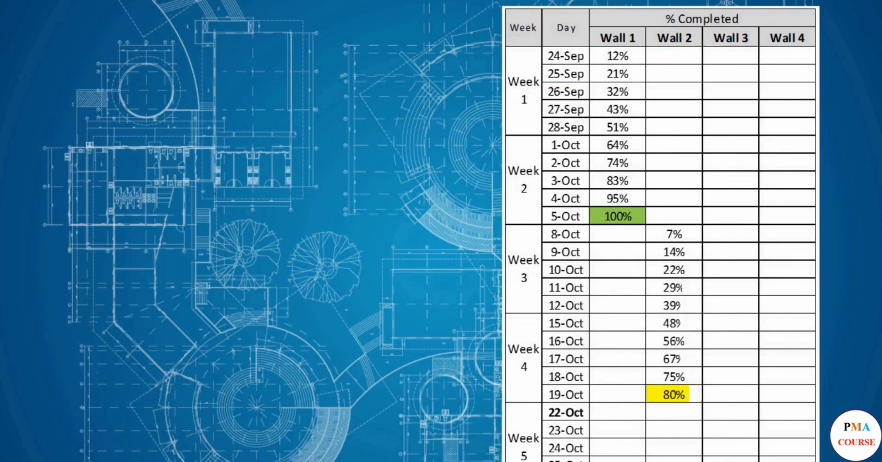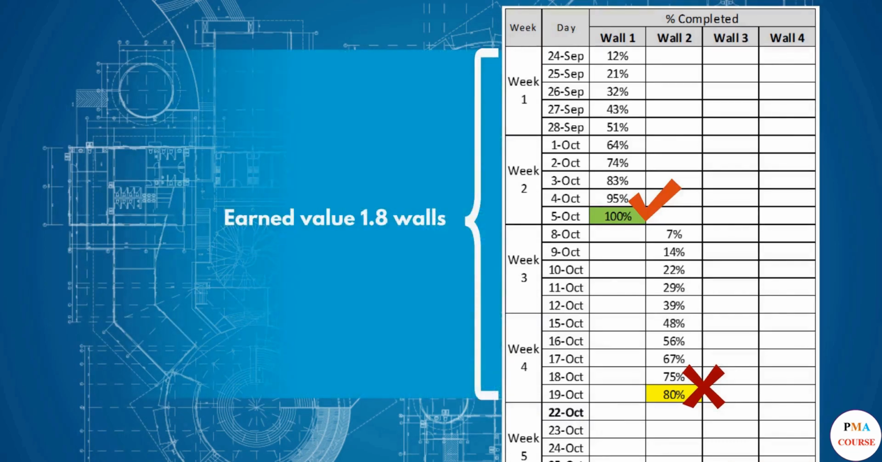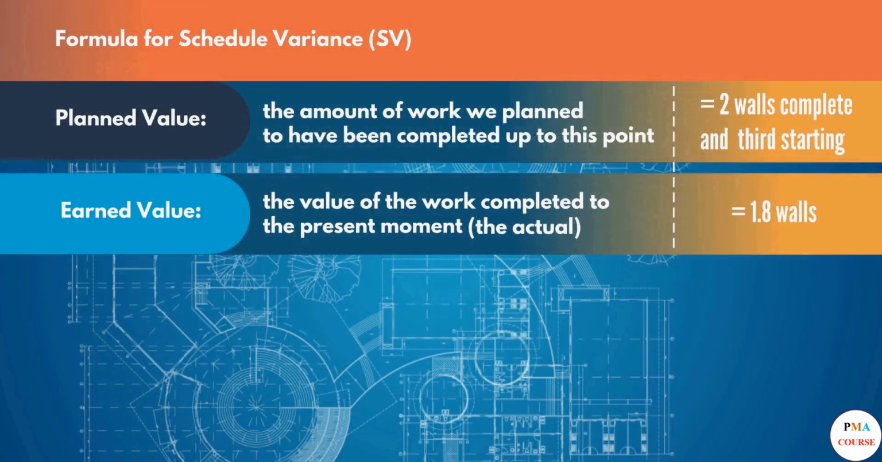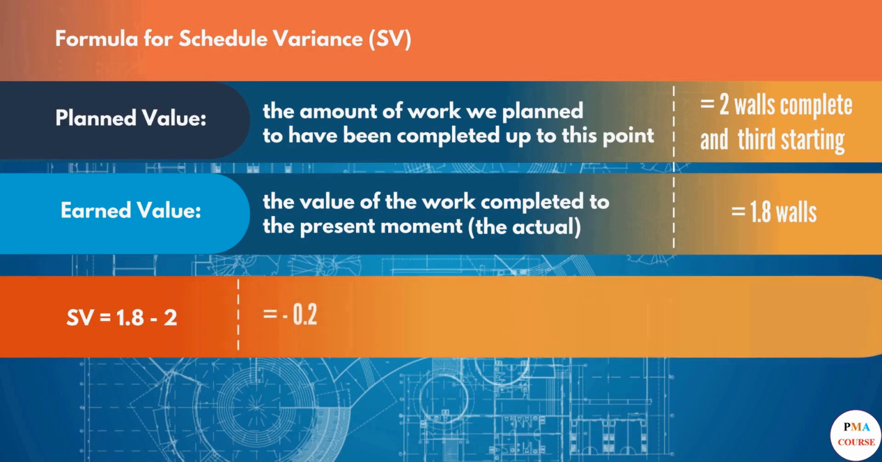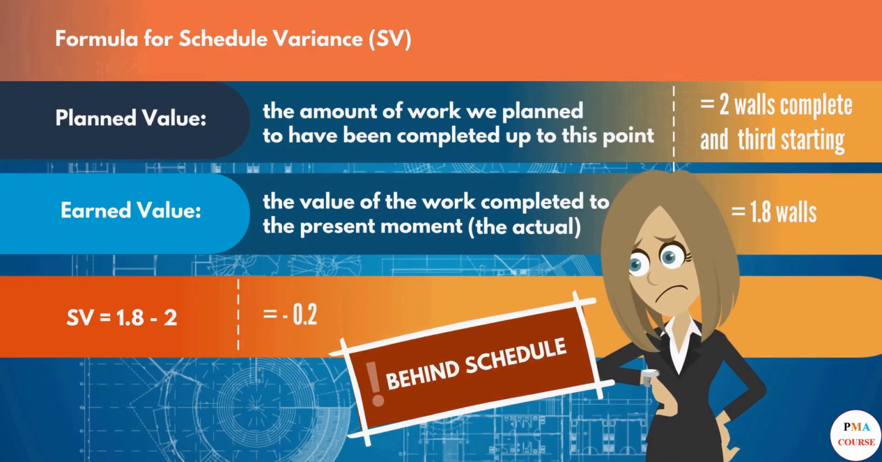Cool. We can see wall 1 was completed on time, while wall 2 is at 80% completion. That makes our earned value 1.8 walls. So now, the formula to see if we're on track. The schedule variance is 1.8 minus 2, which equals negative 0.2. That's right, we're behind schedule, and if we don't catch up, this task will be delayed.